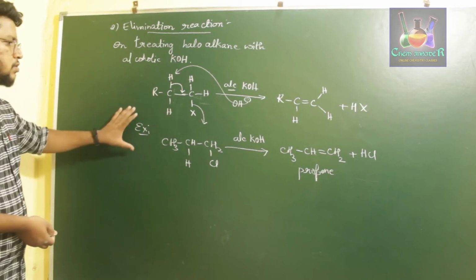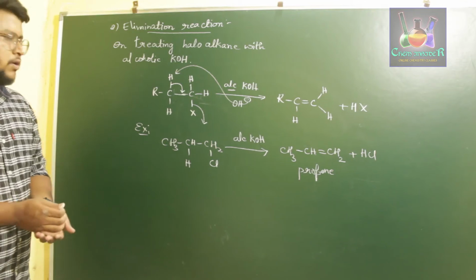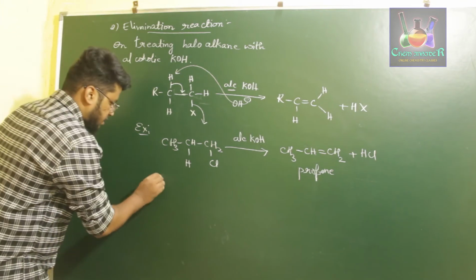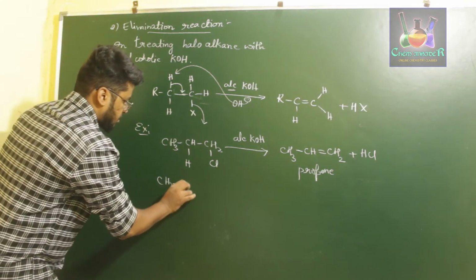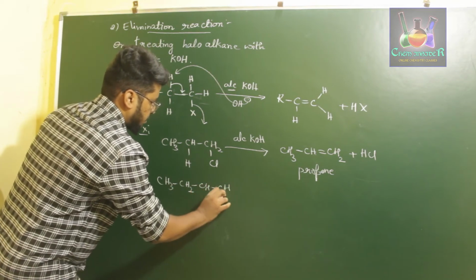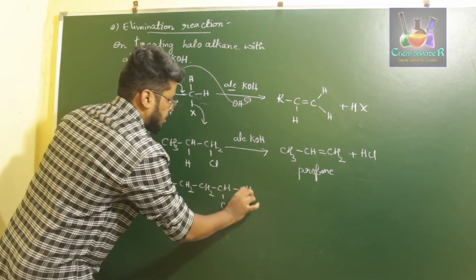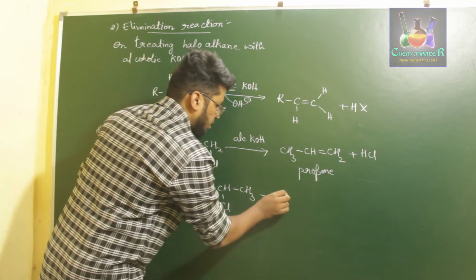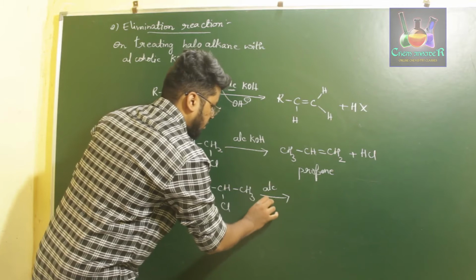Okay. Now, if I consider another example, let us say CH3, CH2, CH2, CHCl, CH3 treated with alcoholic KOH.